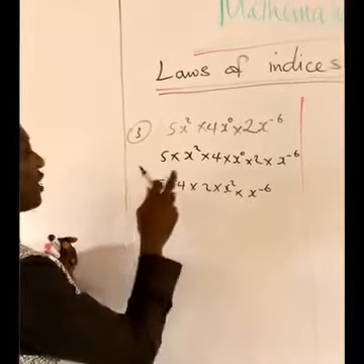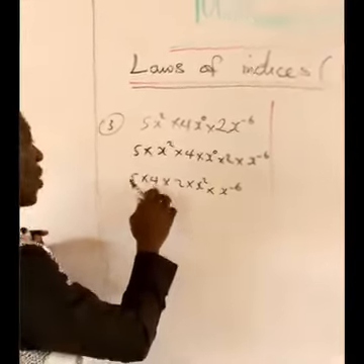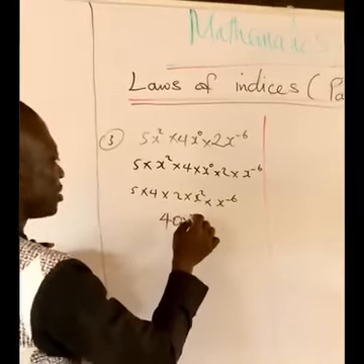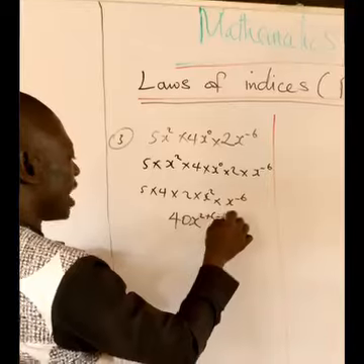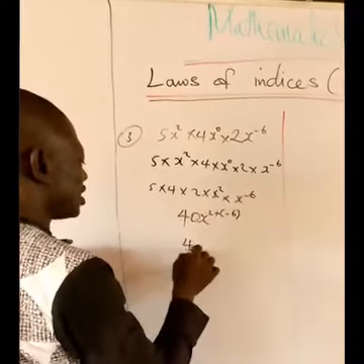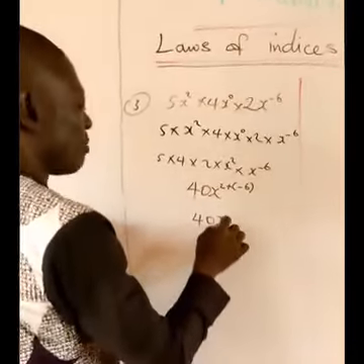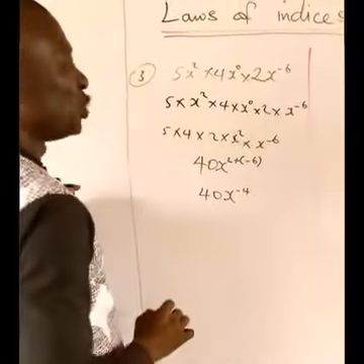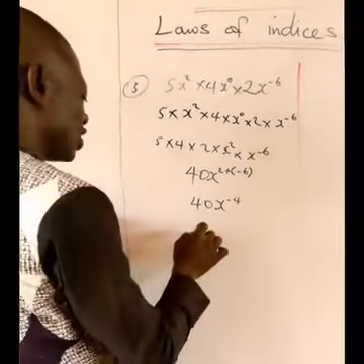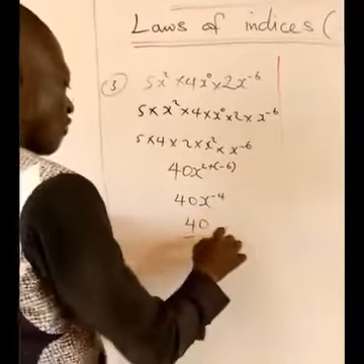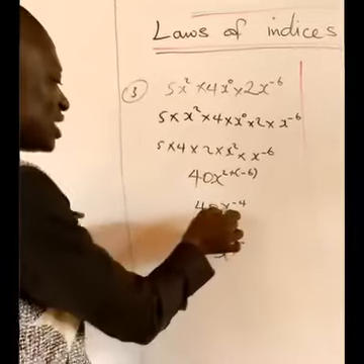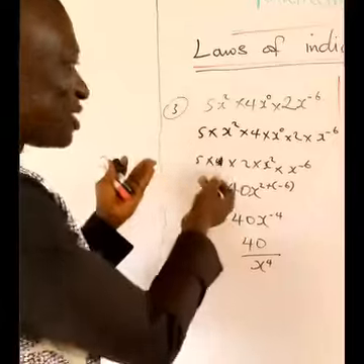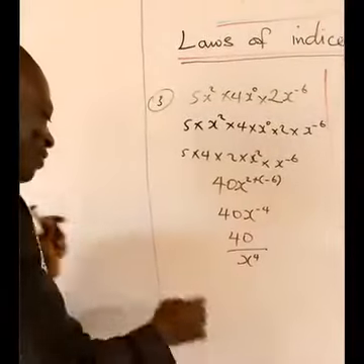And so, assuming we leave it as x to the power minus 6, we are going to have 5 times 4 is 20, times 2 is 40. So we have 40x raised to the power 2 plus minus 6, and 2 minus 6 will give us minus 4. Eventually, the answer from this simplification is going to be 40 over x raised to the power 4. This is going to go down below because of the law of indices. That's question number 3.